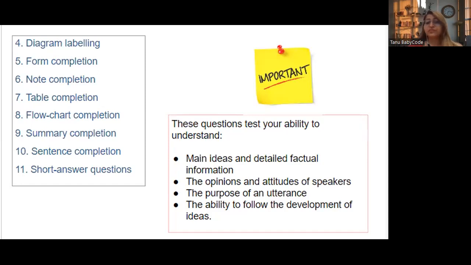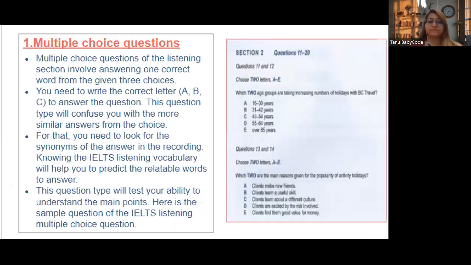Now these questions, as I told you, test your ability to understand main ideas. Are you able to understand the opinion or the attitudes of the speaker? What is the purpose of an utterance? What is the purpose of the speech? Are you able to follow the development of ideas or not? So the first one is multiple choice question.